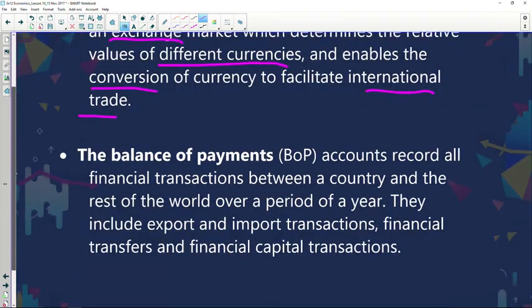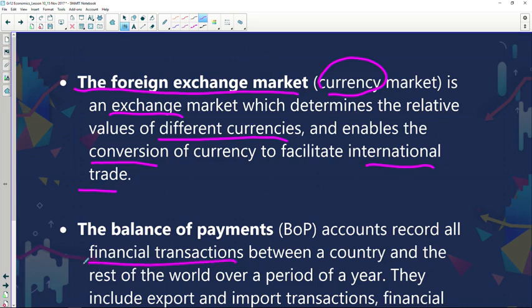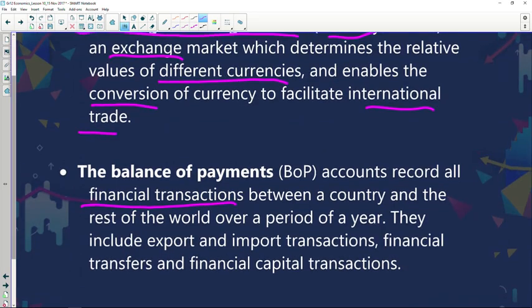Now let's have a look at the definition of the balance of payments, also known as the BOP. The balance of payments accounts record all financial transactions between a country and the rest of the world over a period of a year. This is also very important to note, that we are looking at the records, but only for a period of a year. They include export and import transactions, financial transfers, and also the financial capital transactions.